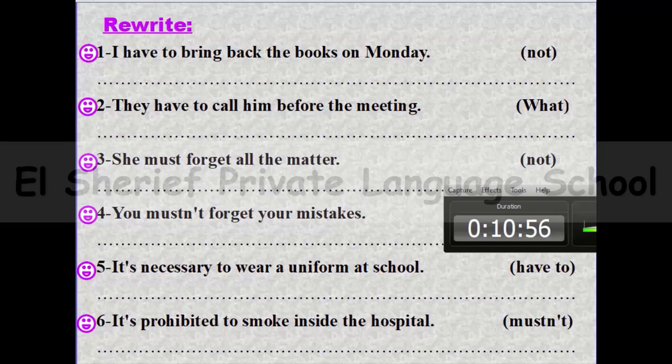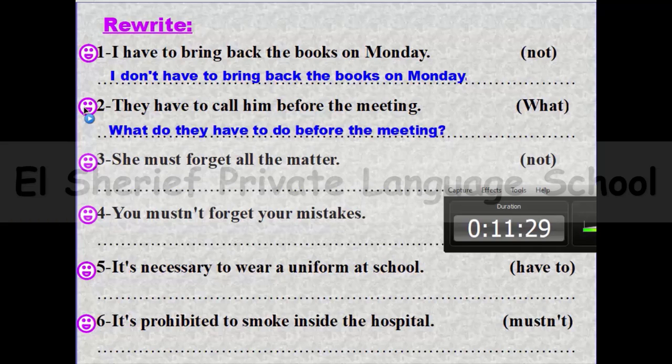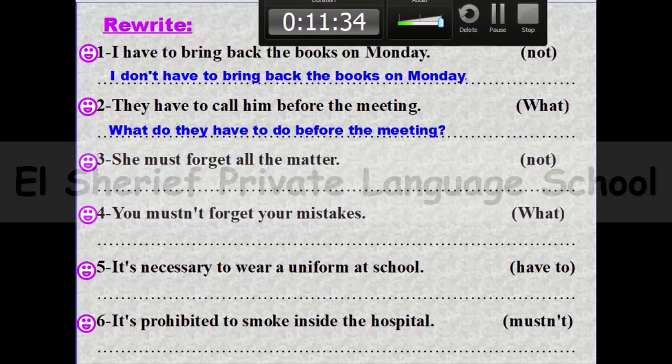Number 1, I have to bring back the books on Monday. If I asked you to use not, so I don't have to bring back the books on Monday. We made the negative here, have to, and it's I don't have to. Number 2, they have to call him before the meeting. Use what? I want you to make a question here. So what do they have to do before the meeting?